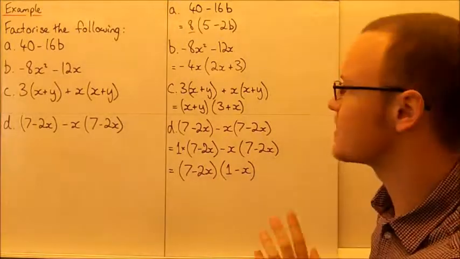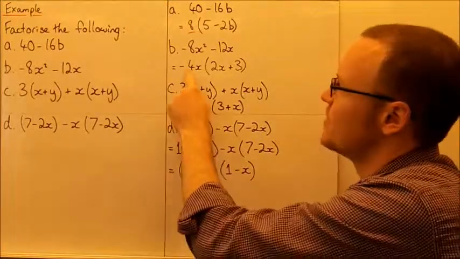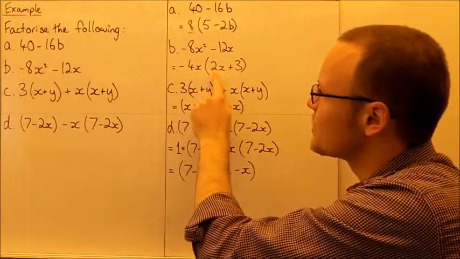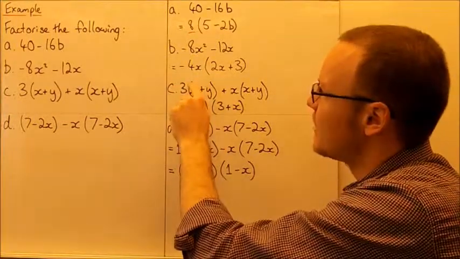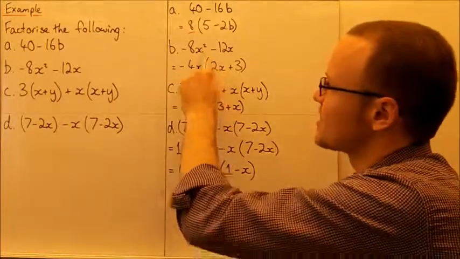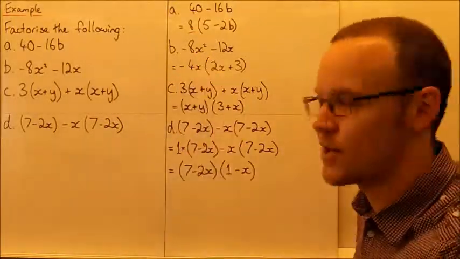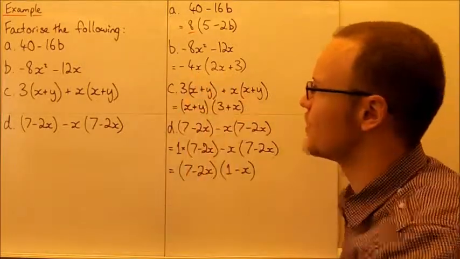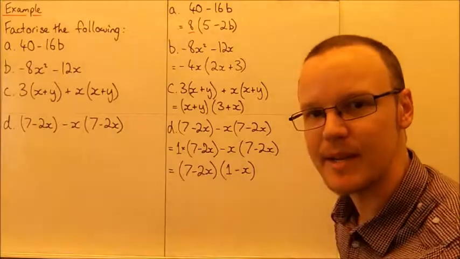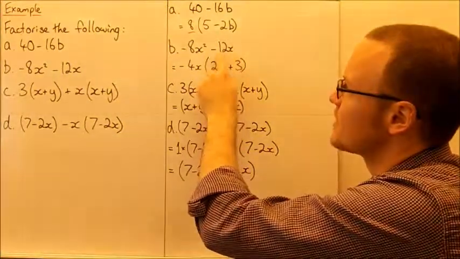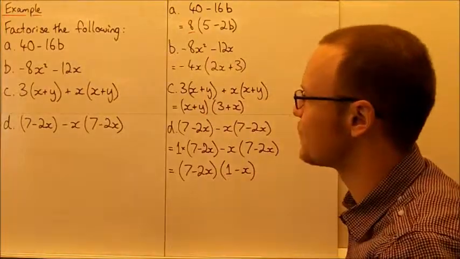Let's double check by expanding out. So negative 4x times 2x, negative 4 times positive 2 is negative 8, and x times x is x squared. So we're right on the first term. Negative 4x times 3 is going to be a negative, and it's going to be negative 12x, which is what we've got here. That's the answer that we've got there. So that's all good as well.